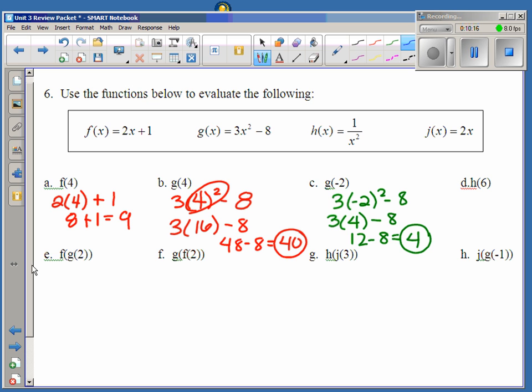The last one is h of 6. So you have 1 over, really 6 squared because I'm replacing x with 6, which gives me an answer of 1 over 36. Right, the last couple are all compositions.